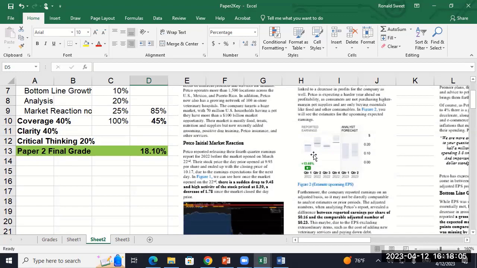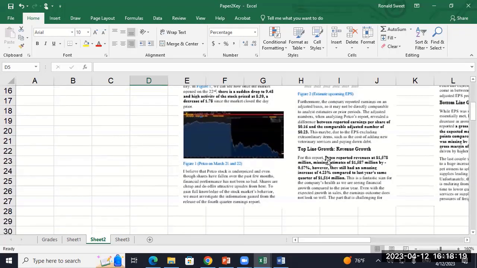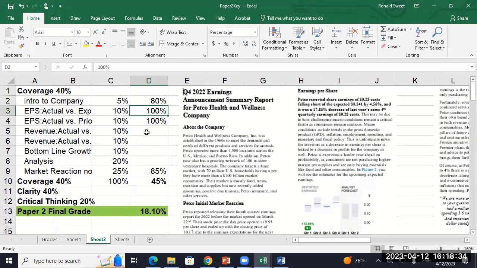A little bit of discussion here, some charts. The company reported earnings on an adjusted basis, so it may not directly compare to the analysts. So here she does talk about that. She doesn't know exactly why, and you don't always know. Usually if you find an article, they'll tell you why, usually in a quick parentheses, when it's that big of a difference. If it's not that big of a difference, they'll ignore it entirely. So I'd probably give 100% because she acknowledged it.